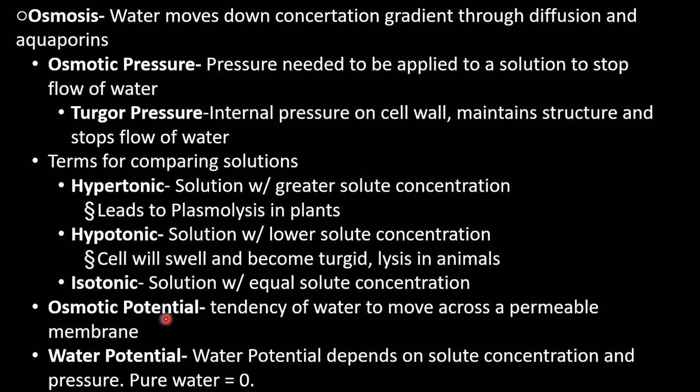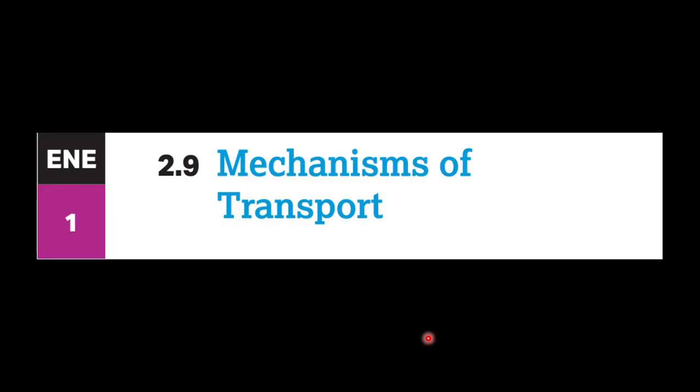Osmotic pressure. Osmotic pressure is the tendency of water to move across a permeable membrane. And lastly, water potential. The water potential depends on solute concentration and pressure. The water potential of pure water is zero. This is because pure water has no solutes in it, causing it to have zero water potential or zero gradient, zero movement.